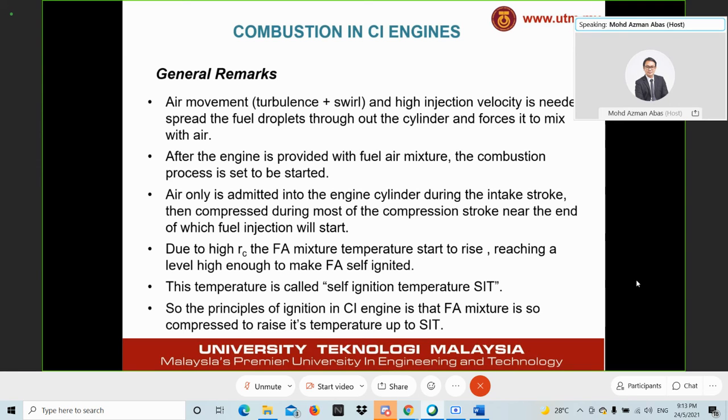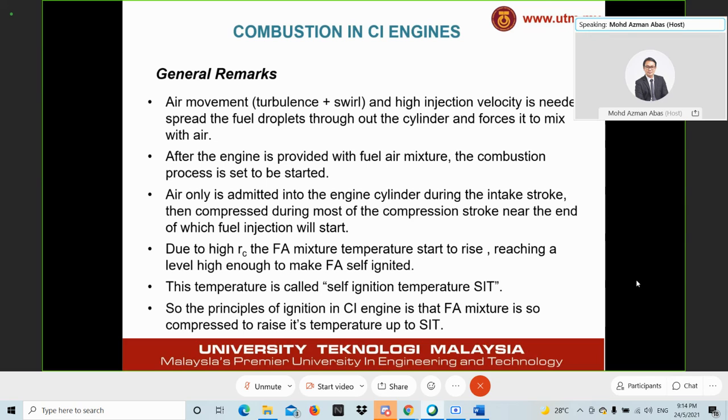Air only is admitted into the engine cylinder during the intake stroke, then compressed during most of the compression stroke, near the end of which the fuel starts to inject. Due to the high compression ratio, and we already know that diesel engines or CI engines have a higher compression ratio compared to SI engines, the mixture temperature starts to rise, reaching a level high enough to make the fuel-air mixture ignite by itself.